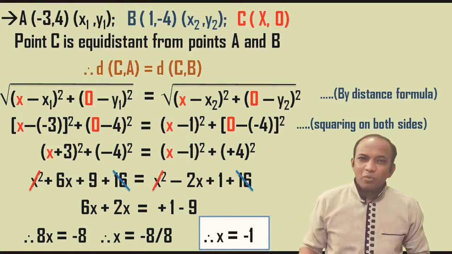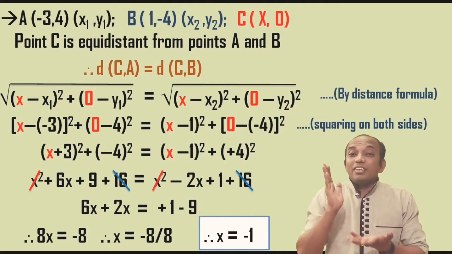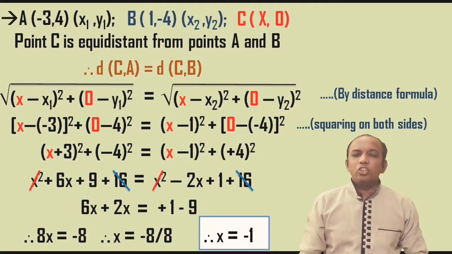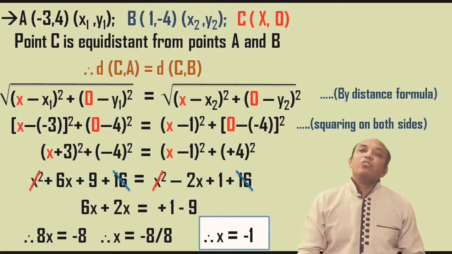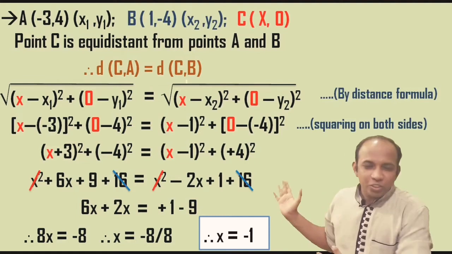Why 0? Because the y-coordinate is 0, since C is present on the x-axis. So in short, the required coordinates of the point are nothing but -1 and 0. Here we move on to the fourth sum on the board.